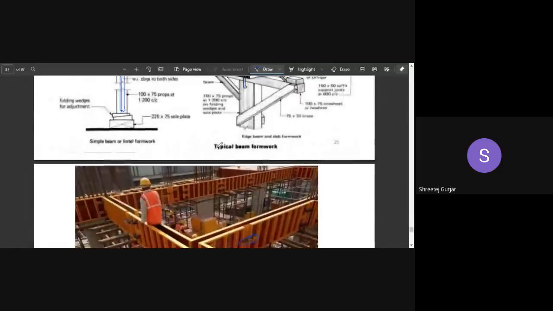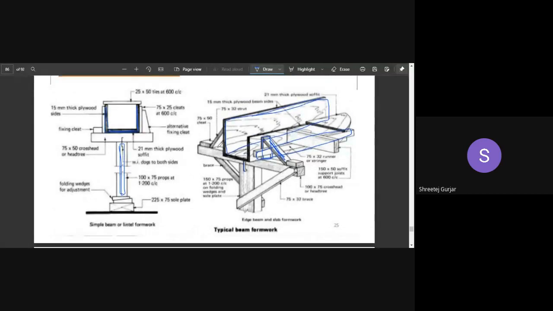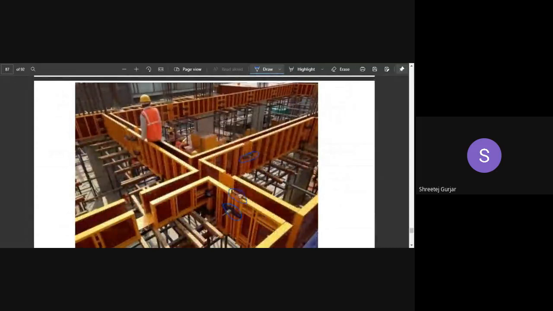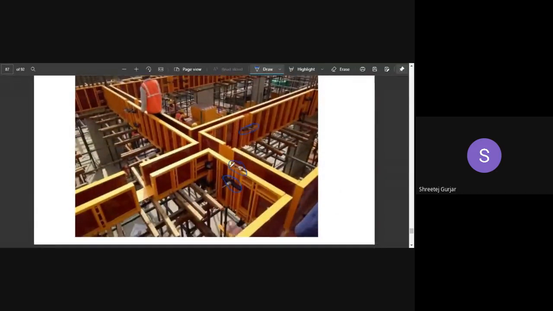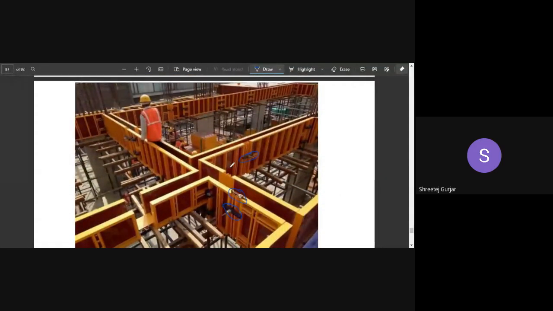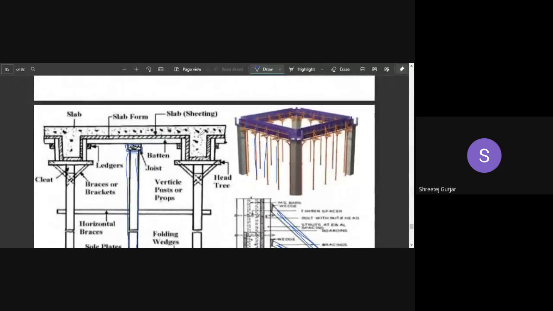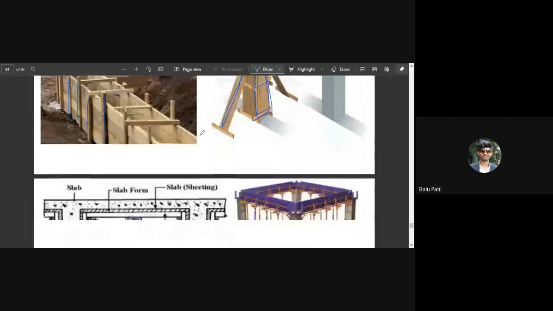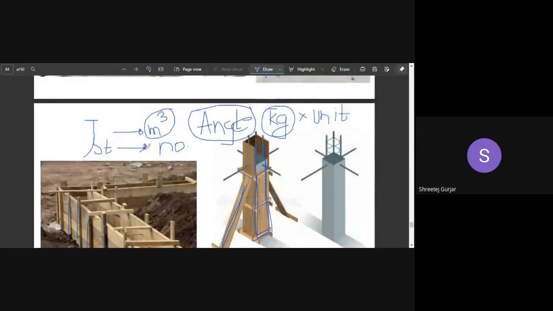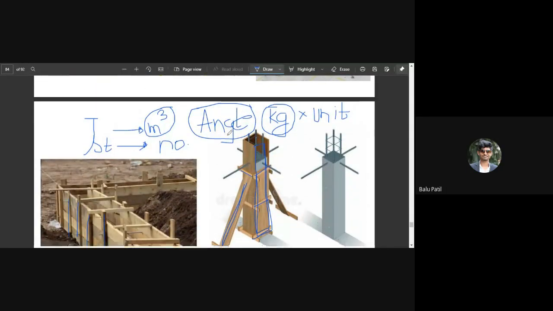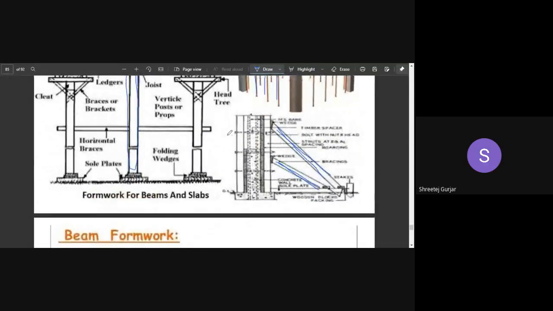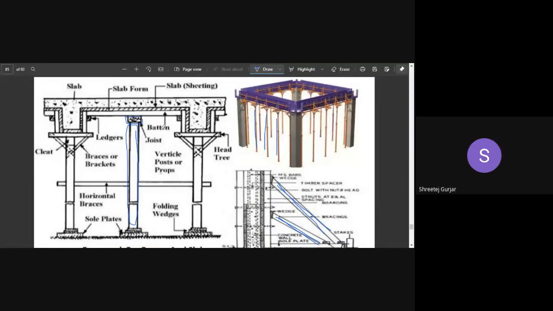Okay, so where was I before my connection went off? Can you tell me? Was I explaining this image or the previous one? Sir, beam. This one? No, sir, next. This one? Yes, sir. Okay.